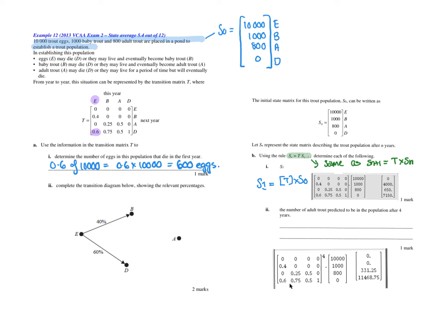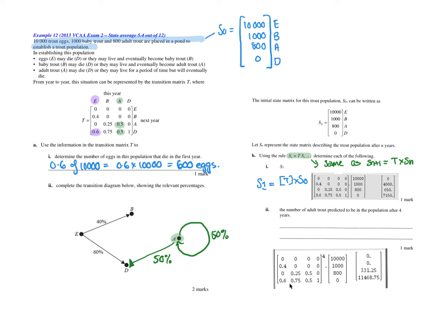Okay, and then it says complete the diagram showing the relevant percentages. So I'm just going to look at A for the moment. A this year, A next year is 0.5. So that means I would have a circle around like that, and they're changing it to percentages, so I'll do a percentage. And we also have, if you're A this year, 0.5 go to D. So I'm going to do A to D like that, which is also 50%.